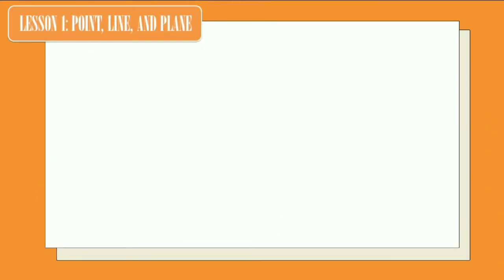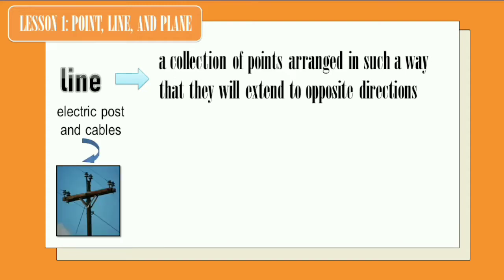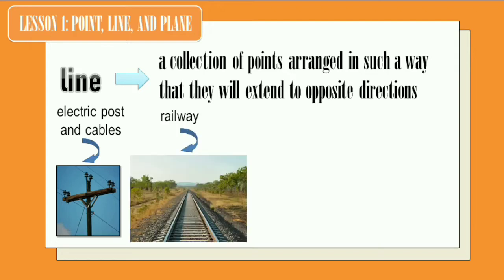Next basic geometric term is a line. It is a collection of points arranged in such a way that they will extend to opposite directions. So a line is a set of points that extends infinitely into opposite directions. So when we say infinite, walang katapusan. Real life examples, we have electric post and cables, railway.